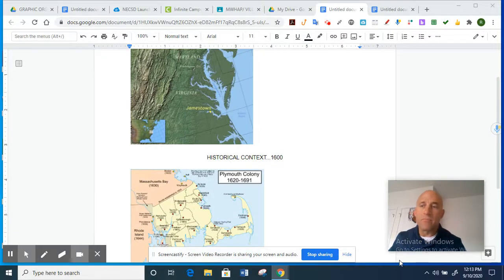Hi, everyone. Before we get into Jamestown and Plymouth specifically, let's talk about the historical context. Let's use 1600 as the date, just to give you some historical context of what was going on in North America during this time. Back to that term, multiple causation, where there were a lot of different factors that led to migration to the Americas and also to these early settlements that we will be studying.